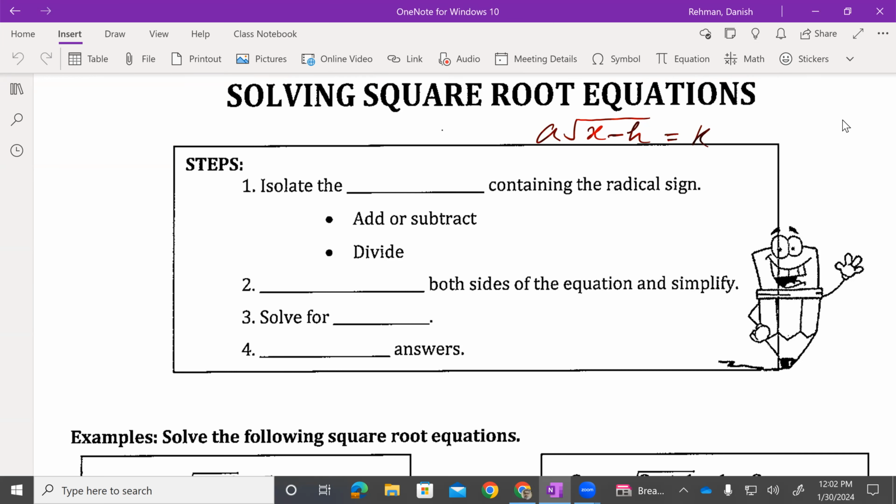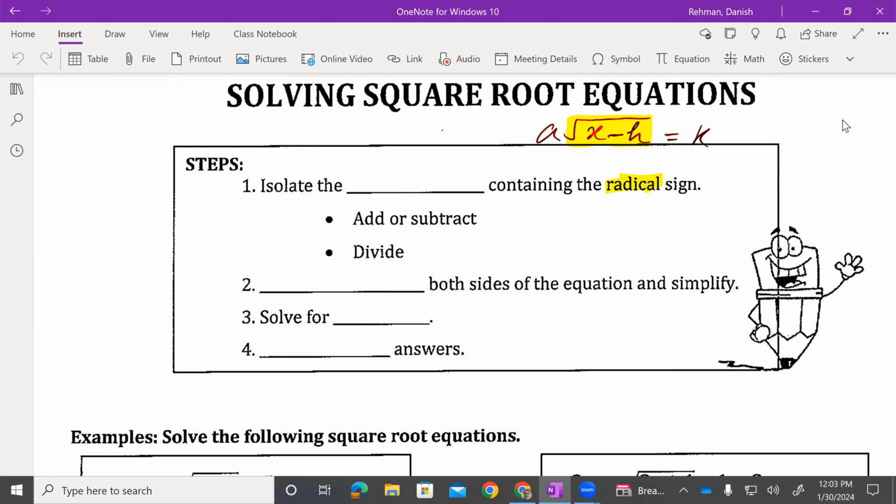Now, in this whole equation, which term is the square root term? Can you tell me? Which term do you see as the square root term? This one? Agree? X minus h here is the square root term. You can also use the word radical sign for this. This square root sign is a radical sign. So the square root term is the one that we want to isolate.